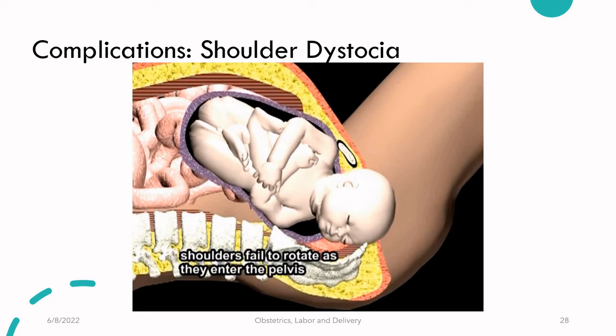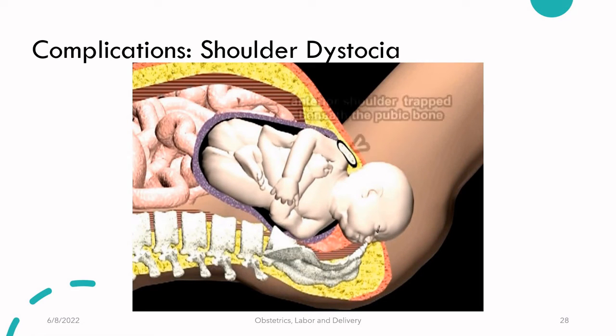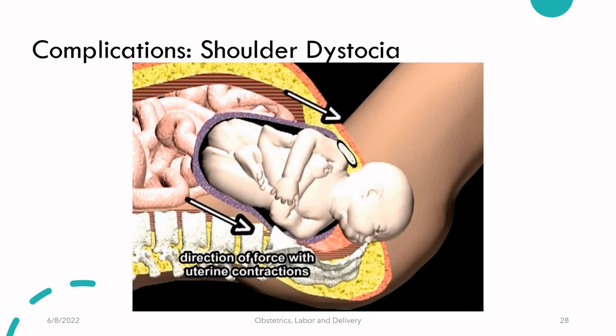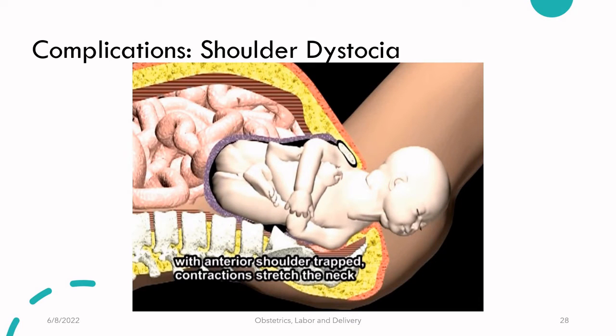A common cause of dystocia is failure of shoulder rotation as the baby descends through the pelvis. Depicted here, the anterior or front-facing shoulder has become trapped beneath the maternal pubic bone. In spite of the dystocia, powerful uterine contractions continue to attempt to propel the baby through the birth canal. During contractions, the head of the baby is propelled forward with stretching of the neck, while the shoulders and the rest of the body remain trapped.